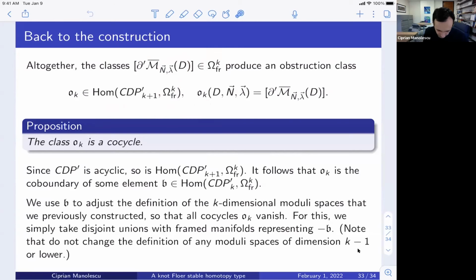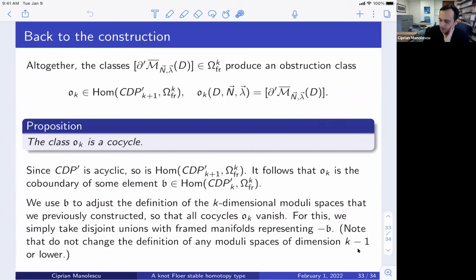Okay, the obstruction is not zero, but one can show that it's a co-cycle, that del of omega k is zero. And the important thing is that now we're using our calculation that the CDP prime was acyclic. And since it's acyclic, also the Hom complex from it to anything else is also acyclic. And therefore, it's the co-boundary of some element B. So what we do now is we use this element B to adjust the definition of the k-dimensional moduli spaces. So these were the ones that were already constructed. Whatever they were, we redefine them by basically adding something for minus B. Just take framed manifolds representing minus B and change the definition of these moduli spaces of dimension k minus one.